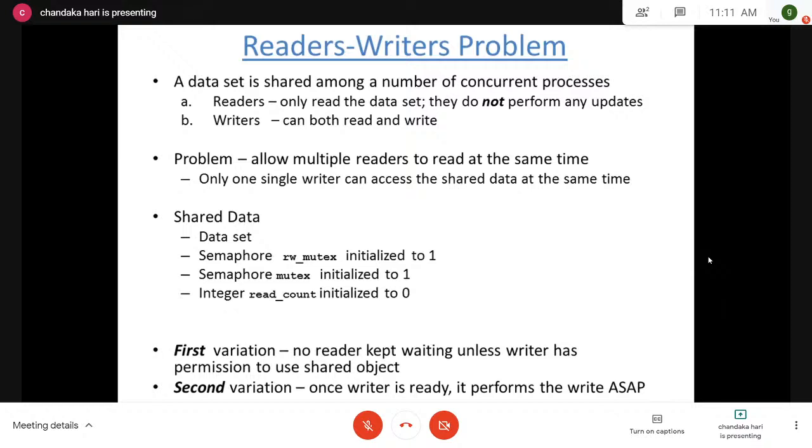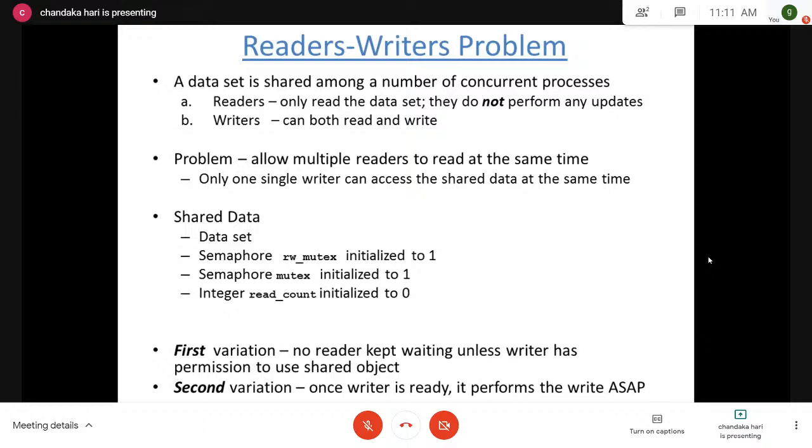Now, a data set is shared among a number of concurrent processes. I'm assuming that one data set has been shared by a number of processes at the same time. Concurrent in the sense all processes are allowed at the same time for execution. All the processes are allowed for simultaneous execution.